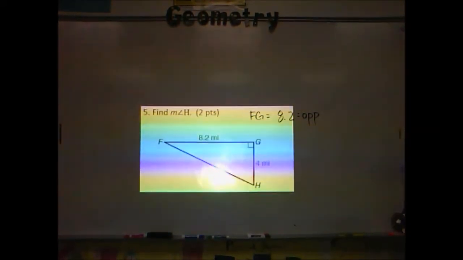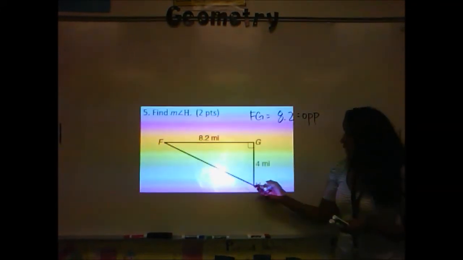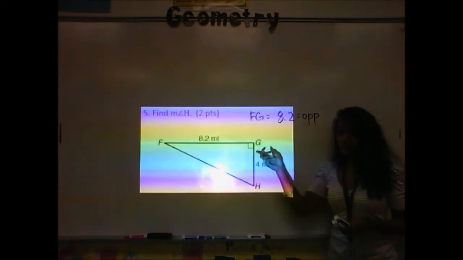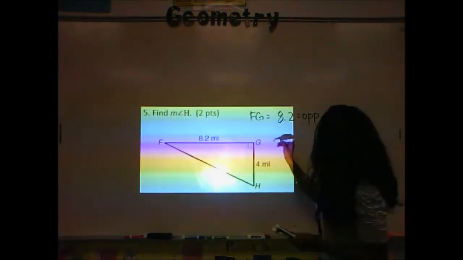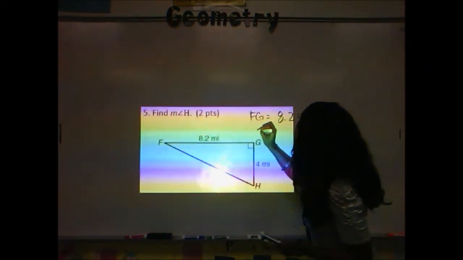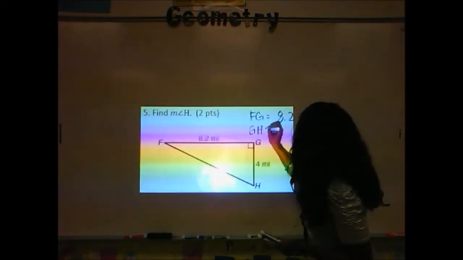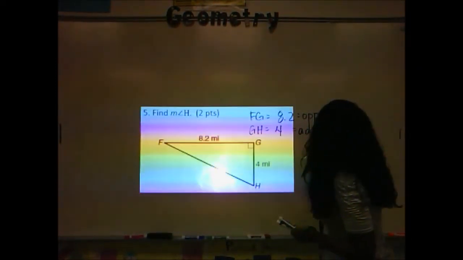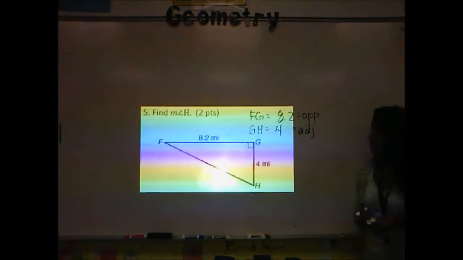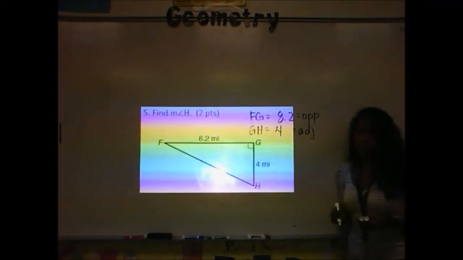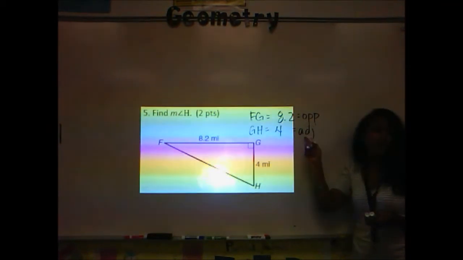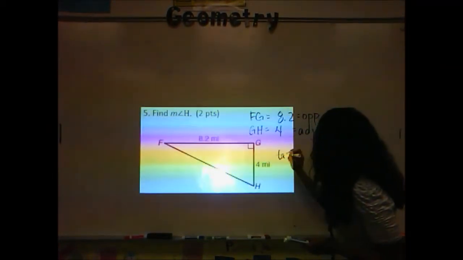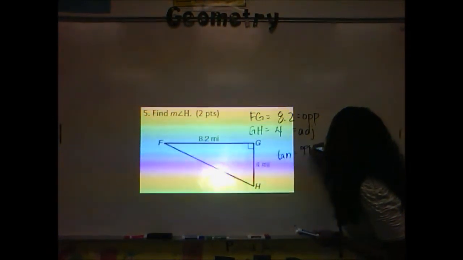So we have 8.2 is opposite, side FG. How are angle H and side HG related? They're adjacent. So we have the adjacent side, GH. It measures 4 and it's adjacent. So what are we going to use to solve for H? Sine, cosine, or tangent? We have the opposite and we have the adjacent. Tangent. Tangent is opposite over adjacent.